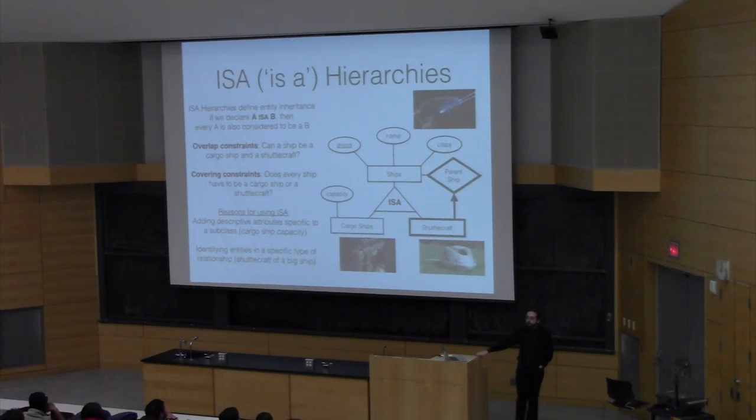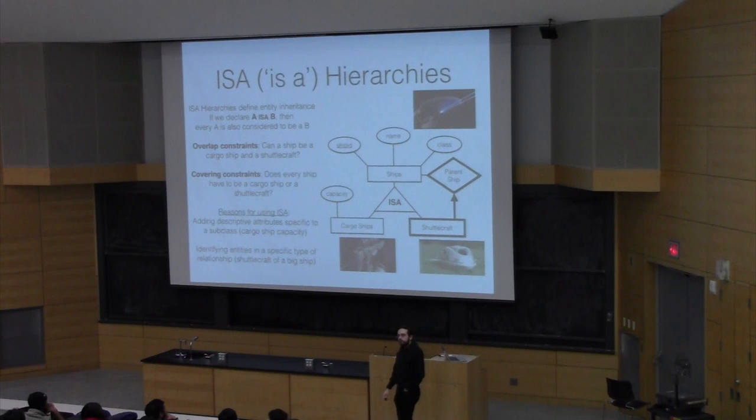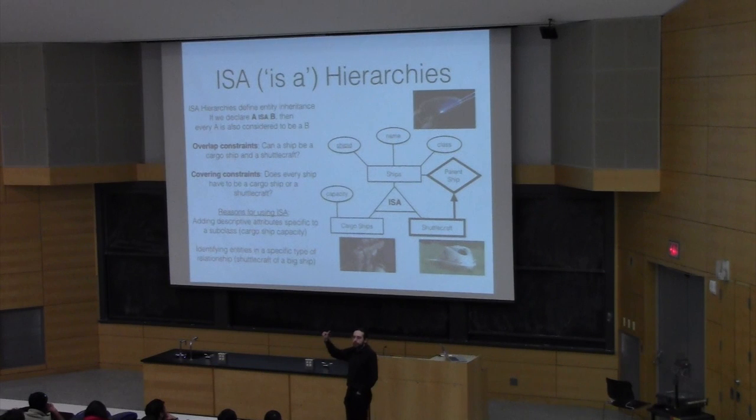Any questions up to this point? No, so this means that every shuttlecraft has at least one ship, and every shuttlecraft has at most one ship. So every shuttlecraft has exactly one parent ship. Does that answer? Okay.